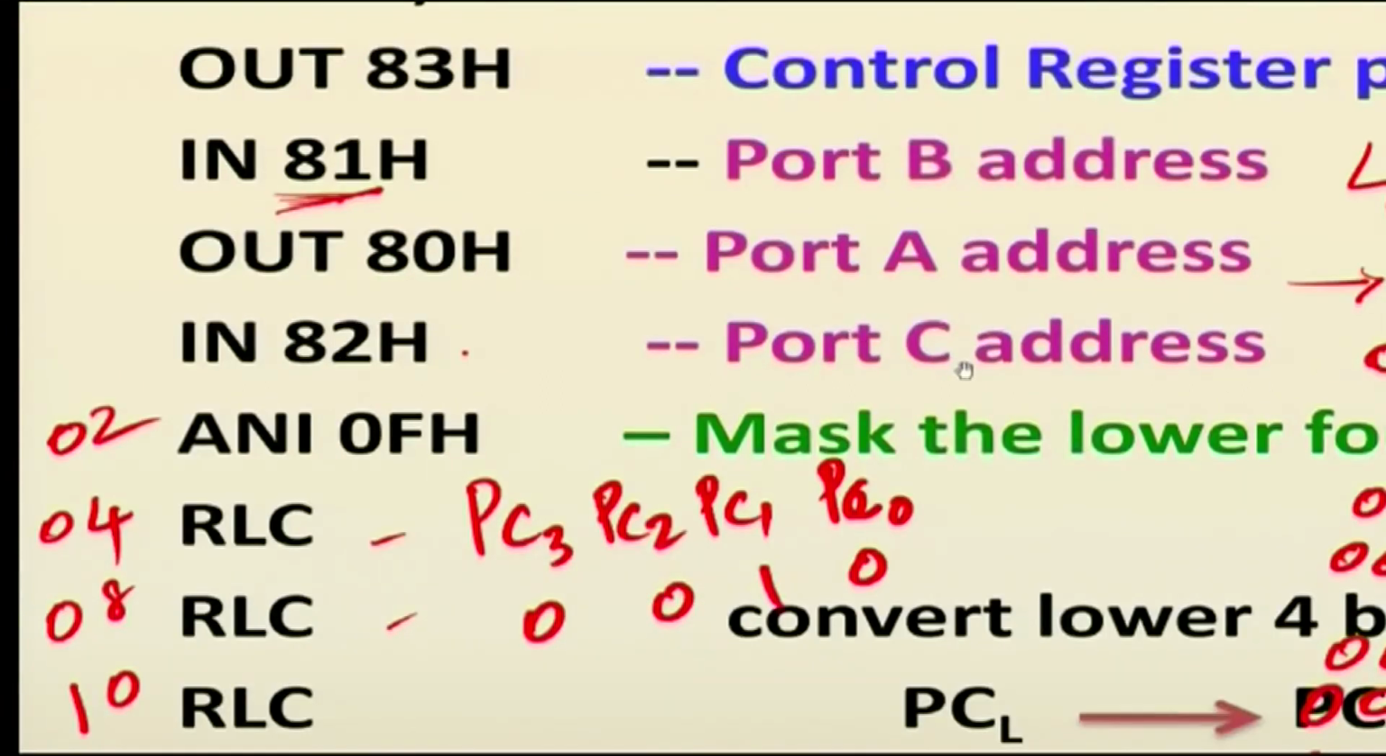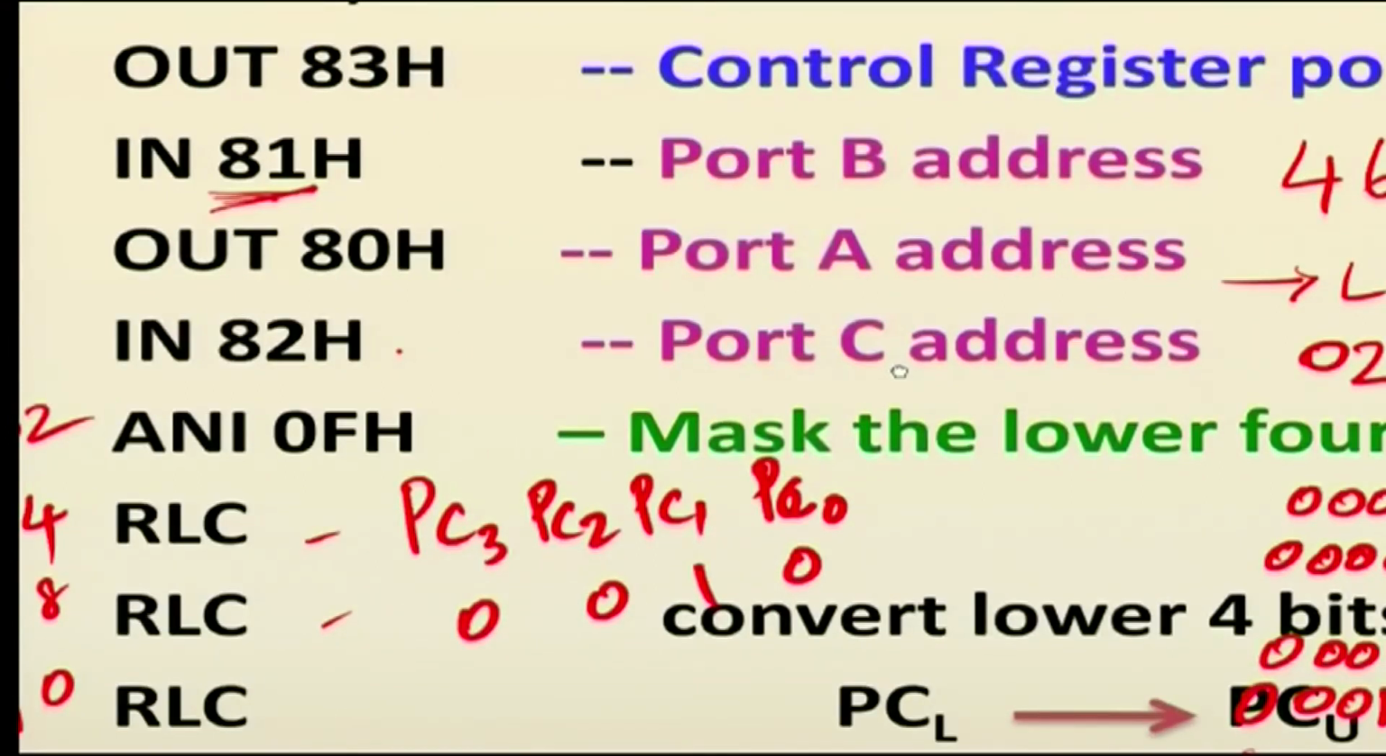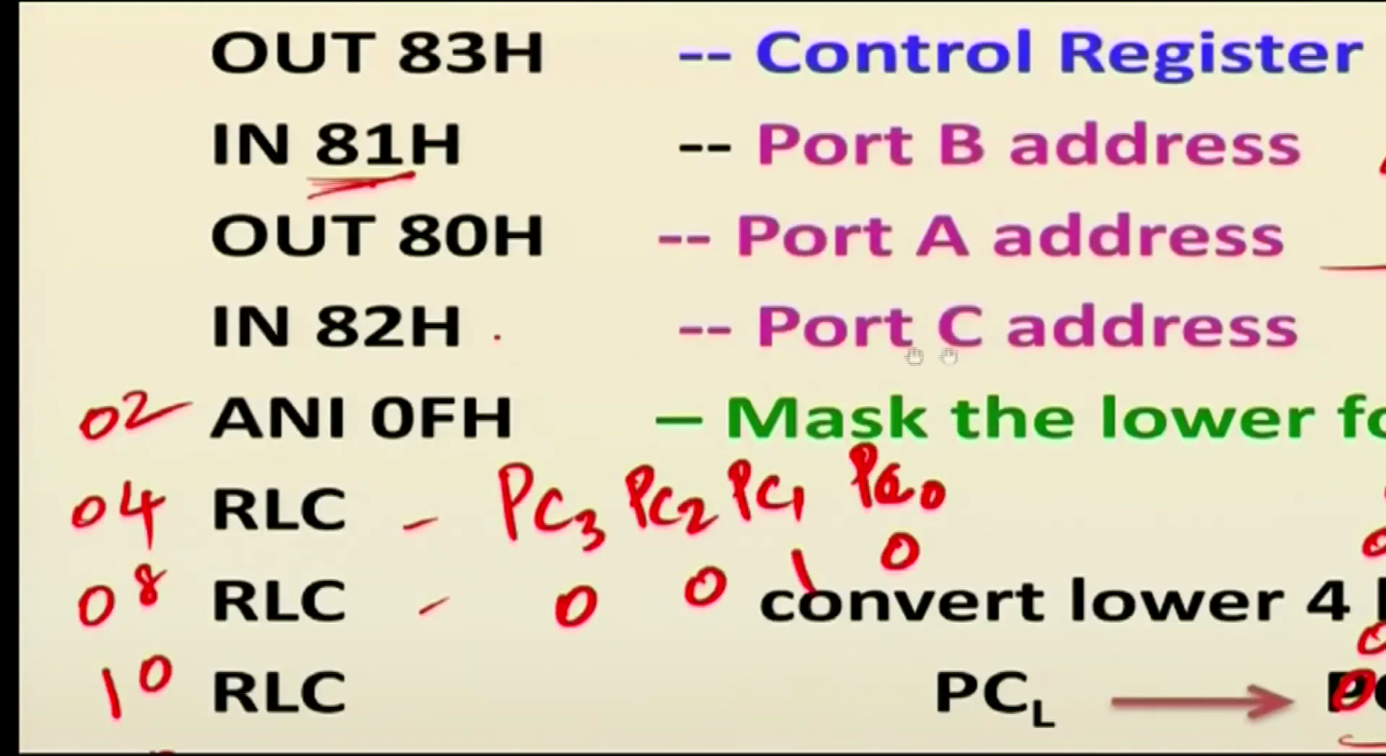The next one is we have to read the data from port C lower, then transfer it to port C upper. But here we have only one port address, so we cannot directly send it. So, first we have to read the lower data from port C by using the IN 82 instruction, then we have to mask the lower byte.